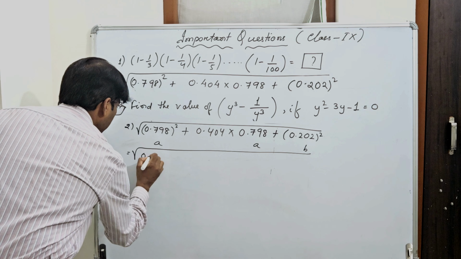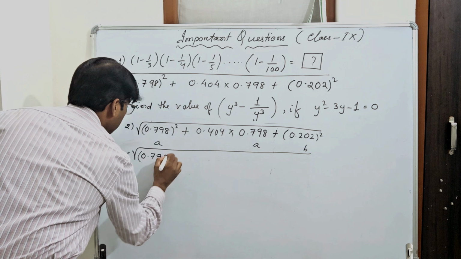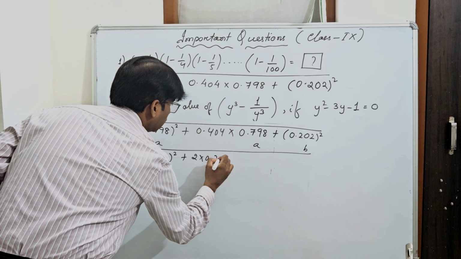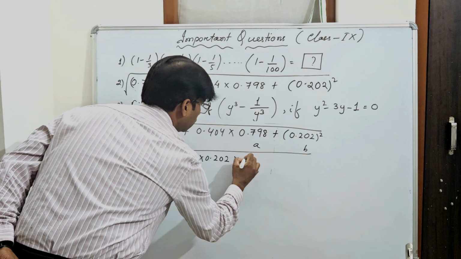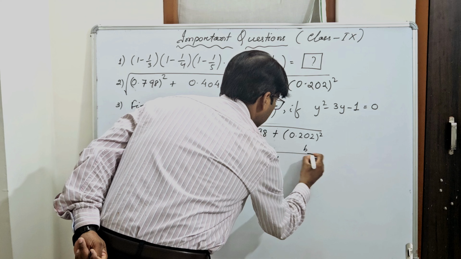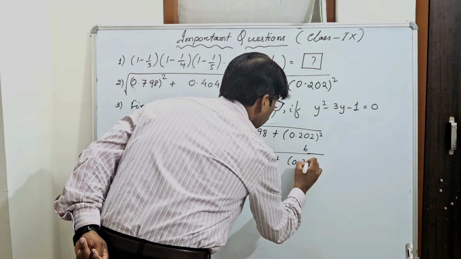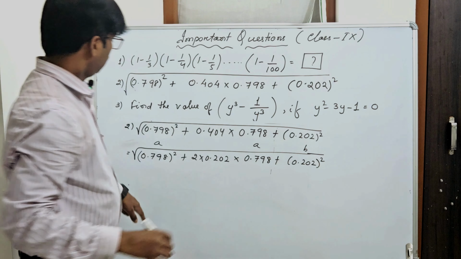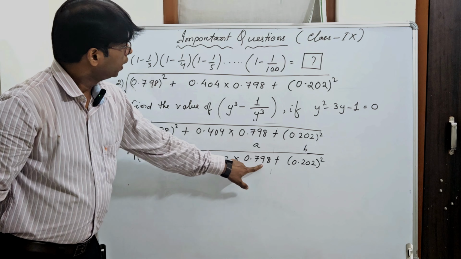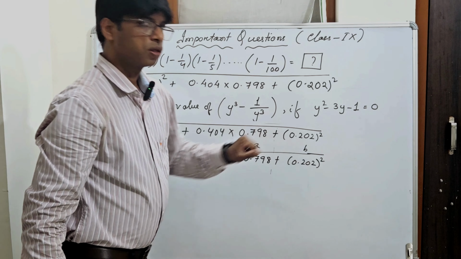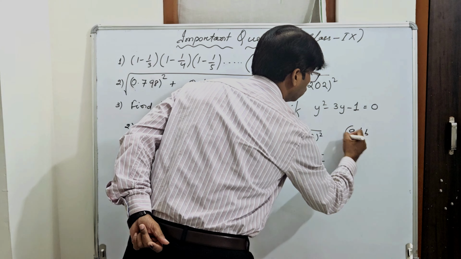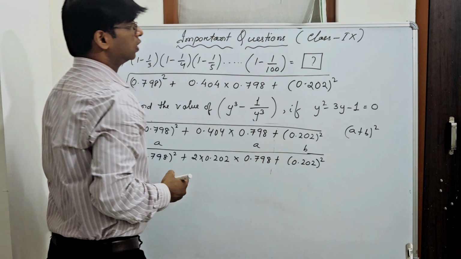So it is 0.798 whole square. Then here I will split it as 2 into 0.202 into 0.798, plus 0.202 whole square. So now you see it is in which form? A square plus 2 into A into B plus B square. That means it relates to which identity? Your A plus B whole square identity, isn't it?